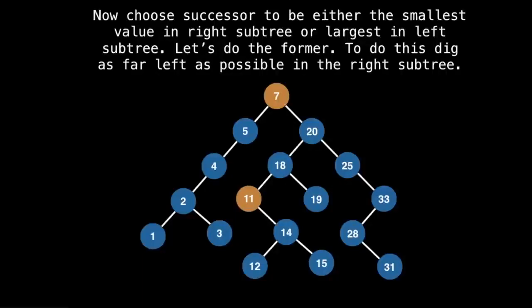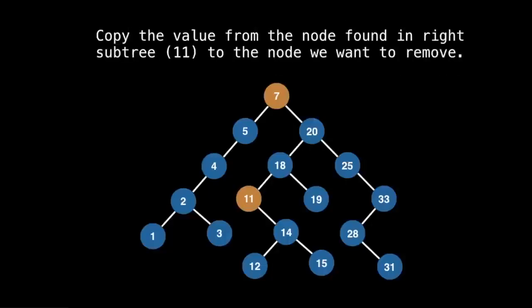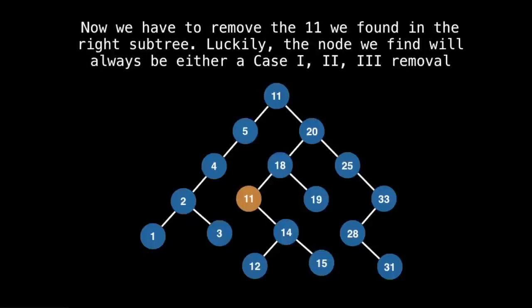So now what we want to do is copy the value from the node we found in that right subtree, 11, into the node we wanted to originally remove, which is 7. So now I replace 7 with 11. Now we have a problem, which is we have 11 twice in our subtree, and we want to now remove that element 11, which is highlighted, because it is the successor.